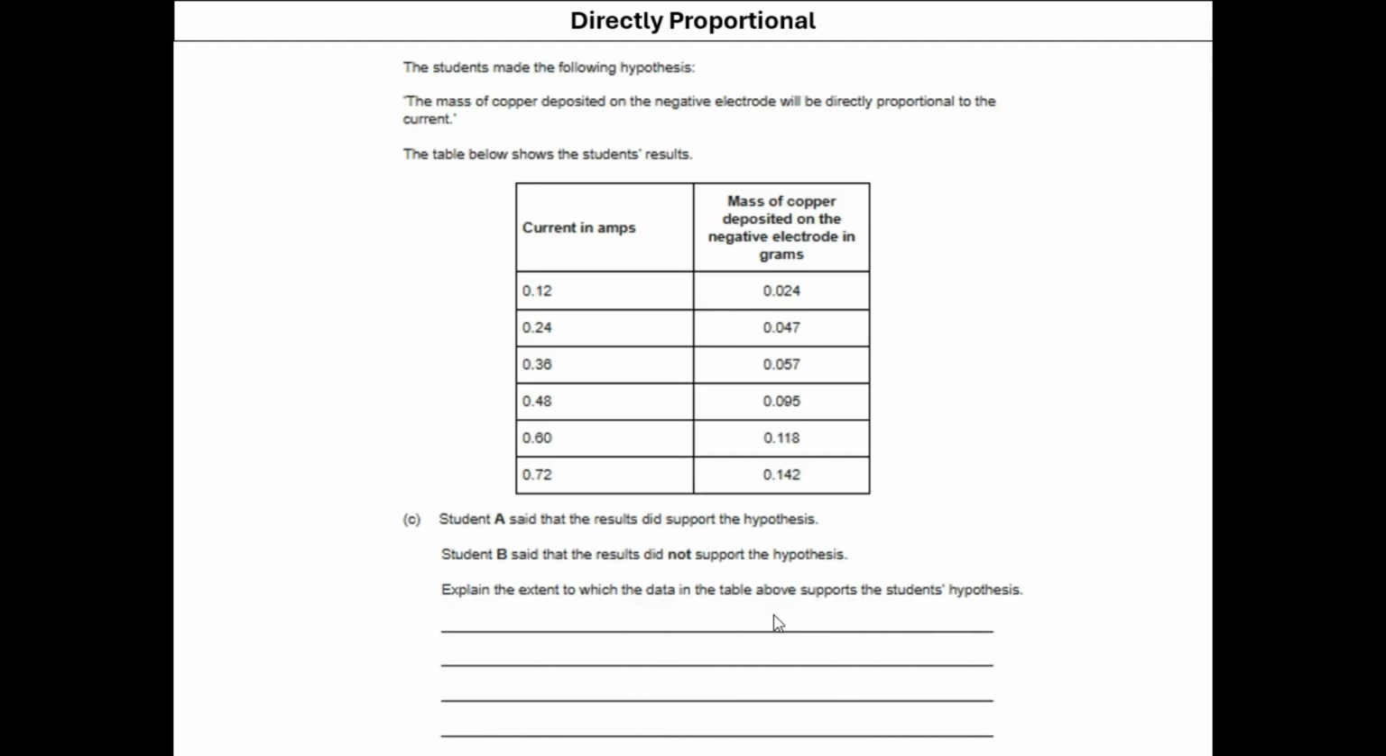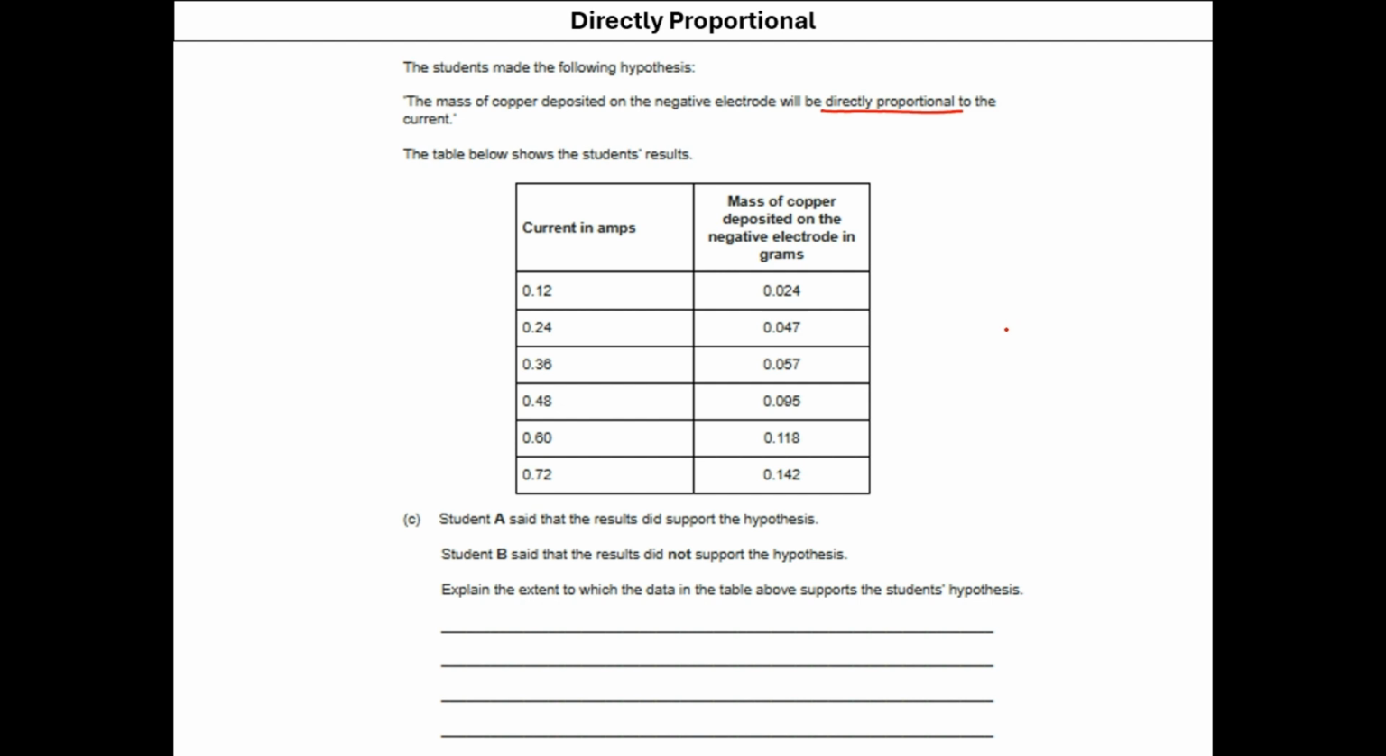So, real exam question. The students made the following hypothesis. The mass of copper deposited on the negative electrode will be directly proportional to the current. The table below shows the students' results. Now, this question's about electrolysis, but you don't need any knowledge of electrolysis to answer it. You just need to know what directly proportional means. Now, student A said the results did support the hypothesis. So student A thinks that this table does show directly proportional, but student B says it doesn't. Explain the extent to which the data in the table above supports the student's hypothesis.